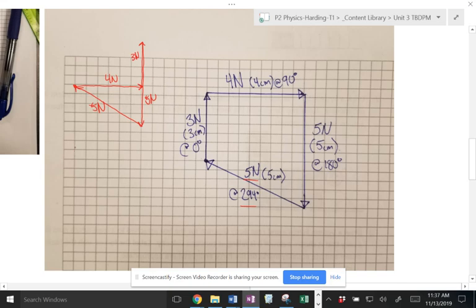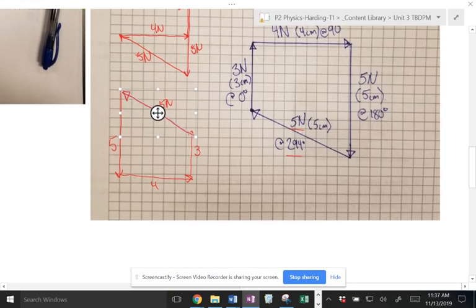Or maybe you draw the 5 first, then the 4, then the 3. That should still result in an arrow that's pointing the same way, right? That's the summative property of addition. It doesn't matter what order I add them up in, it should still yield the same answer. Okay, so that's what's going on with that one. 5 newtons at 294 degrees.